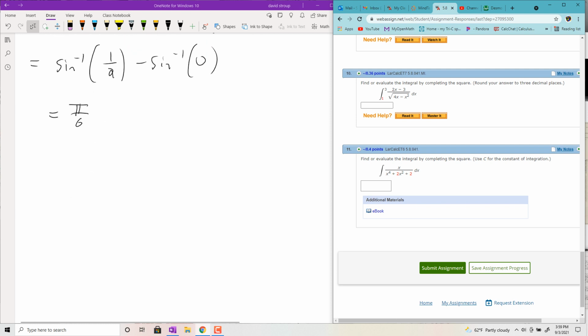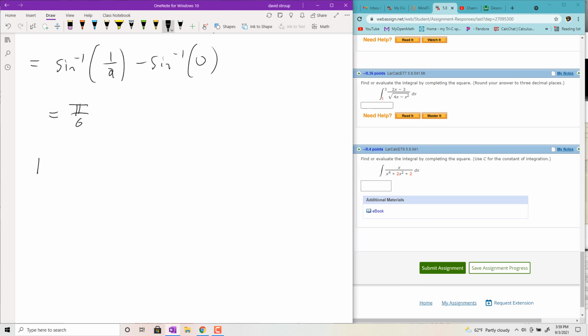Let's try to at least do one from the homework, right? Looks like number 10 is a complete the square problem. Let's try number 11. The integral of x all over x to the 4th plus 2x squared plus 2. Looks like I should be able to complete the square on that in a weird sort of way. Ugh, that looks annoying. All right, so let's try it.